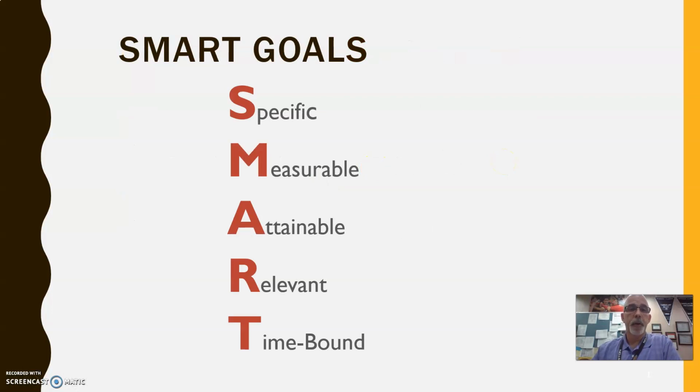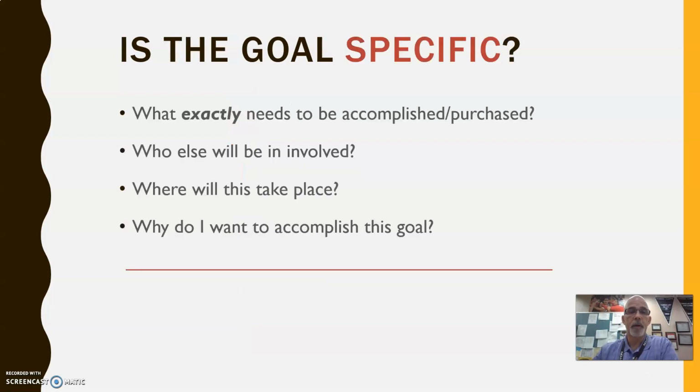So SMART goals. The S stands for specific, M is measurable, A is attainable, R is relevant, and T is time bound. So this is the breakdown of the acronym, and we'll talk about each one individually.